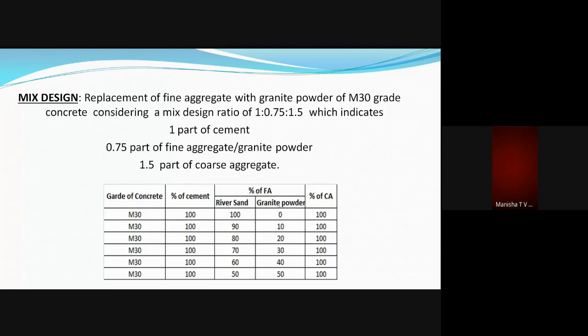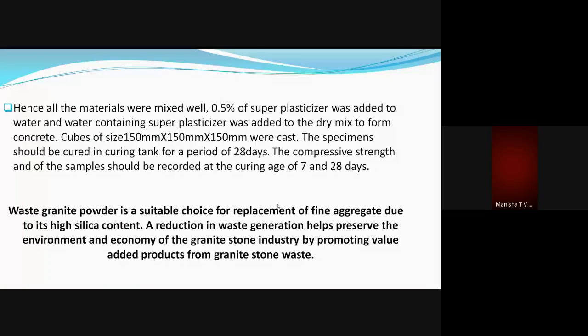Thank you, Manisha. As Manisha said, in this mix, 0.5% of superplasticizer was added to water, and the water containing superplasticizer was added to the dry mix to form the concrete. The cube size was 150 by 150 by 150 mm. It was cast, and the specimens were cured for 7 and 28 days, and the results should be recorded in the compressive strength graph.